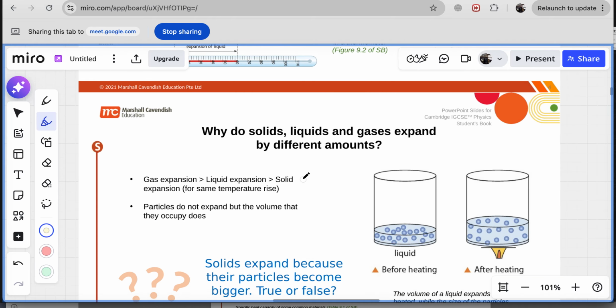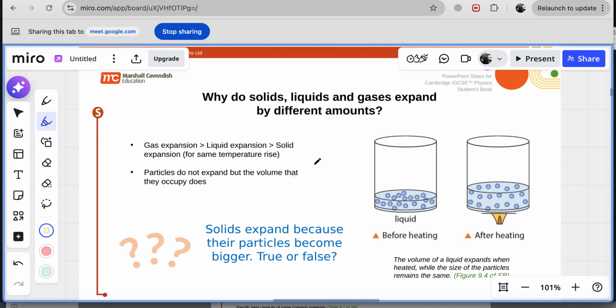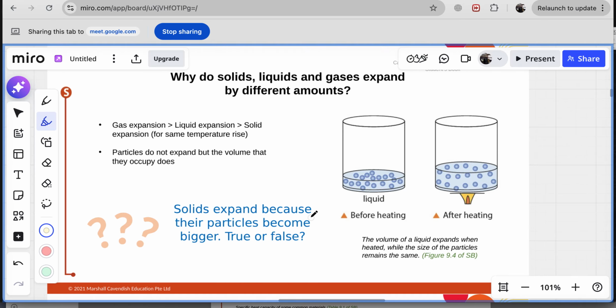Now let's go to the second point. Why do solids, liquids, and gases expand by different amounts? This is based on the arrangement of particles in solid, liquid, and gas. Gas expansion is greater than liquid expansion, and the expansion in liquid is greater than the expansion in solid.